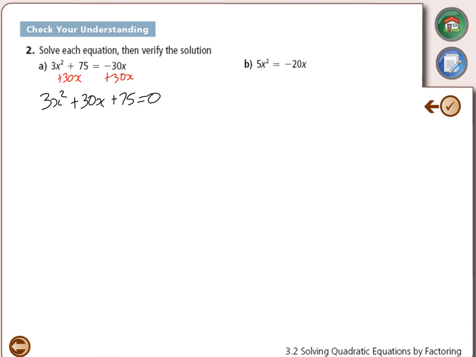I've equated to 0. Now I'm going to factor. First step of factoring. GCF. Don't forget that. Let's write it down. Don't forget it. Is there a GCF? Oh yeah, there sure is. Let's pull out a 3. Leaves us with x squared plus 10x plus 25 equal to 0.